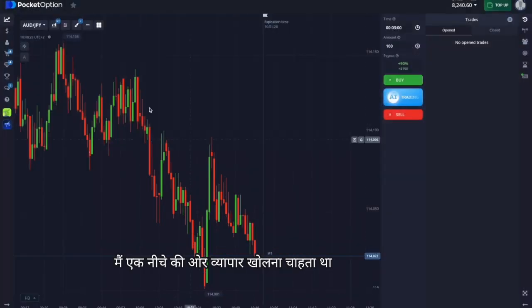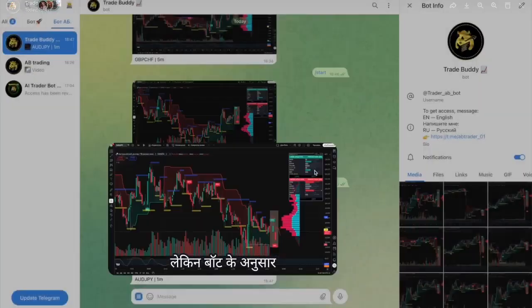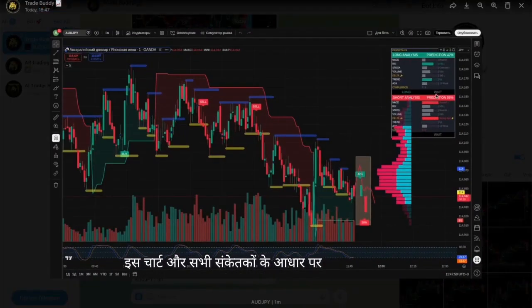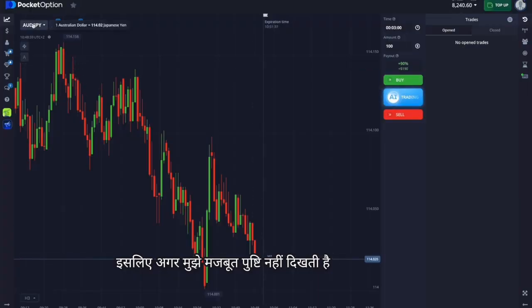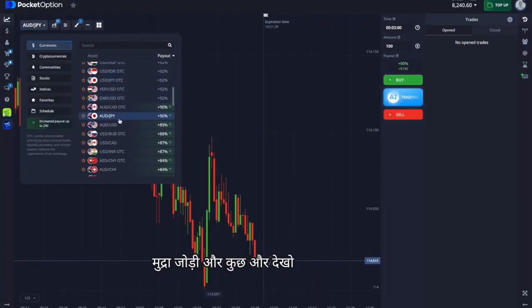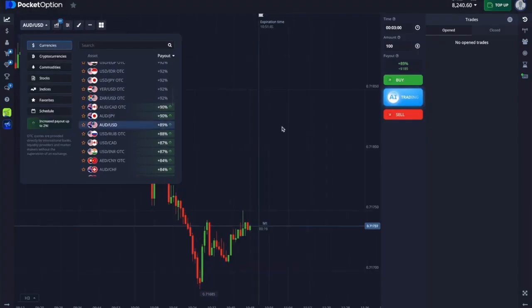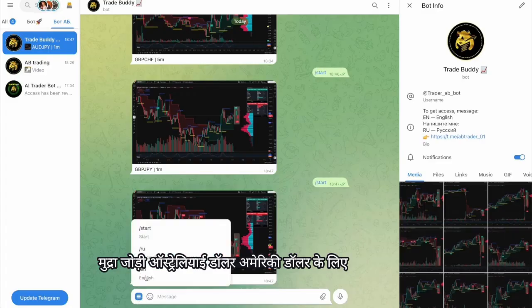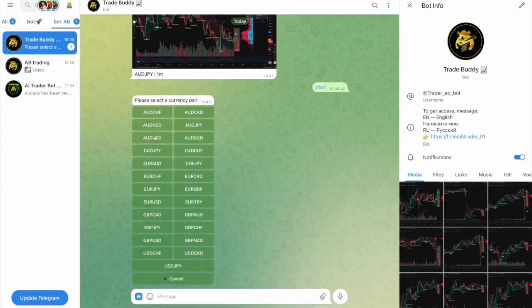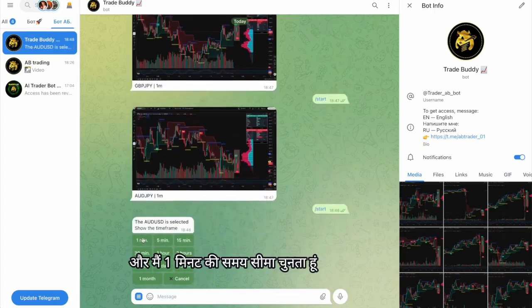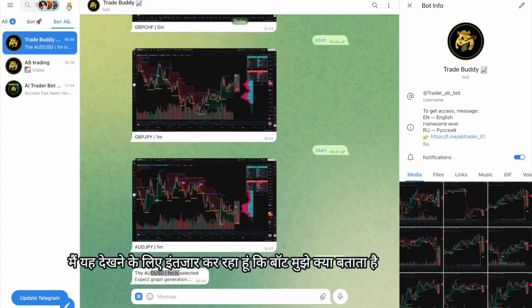I wanted to open a downward trade, but according to the bot, based on this chart and all the indicators, I didn't see any clear confirmation. That's why, if I don't see strong confirmation, I try to avoid that currency pair and look for something else. Currency pair, Australian dollar to US dollar. Click on Start. And I choose the 1 minute time frame.